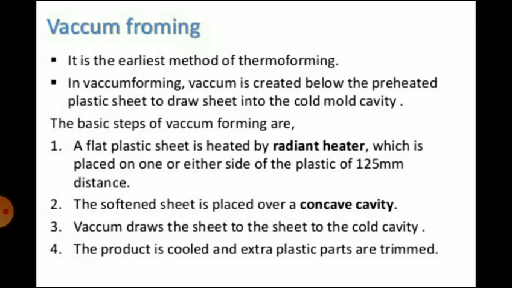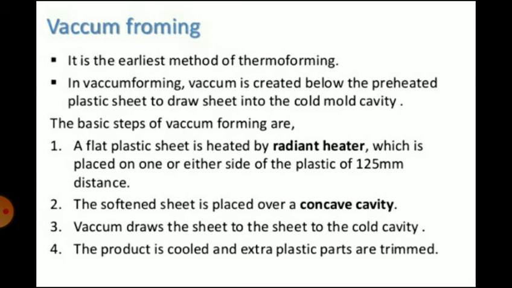The process consists of clamping the heated plastic sheet over a mold in such a way that the air between the sheet and the mold can be evacuated. So this vacuum of increasing intensity draws the sheet against the surface of the mold where it cools and solidifies. The sheets of plastic used in this process are produced by either extrusion or pressing. So the basic steps: a flat plastic sheet is heated by a radiant heater, which is placed on either side of the plastic.